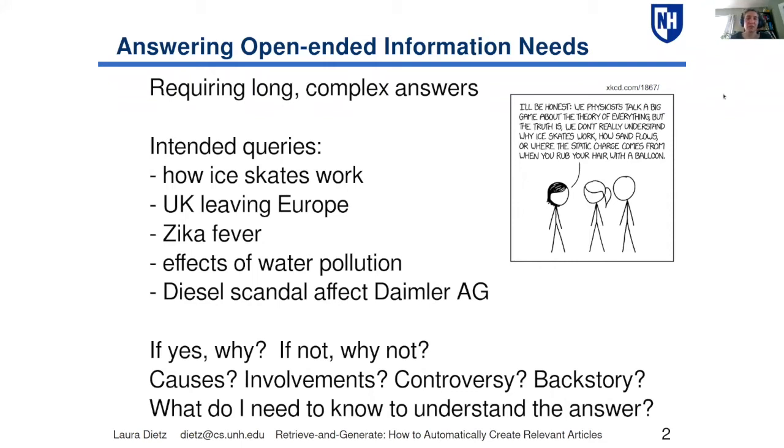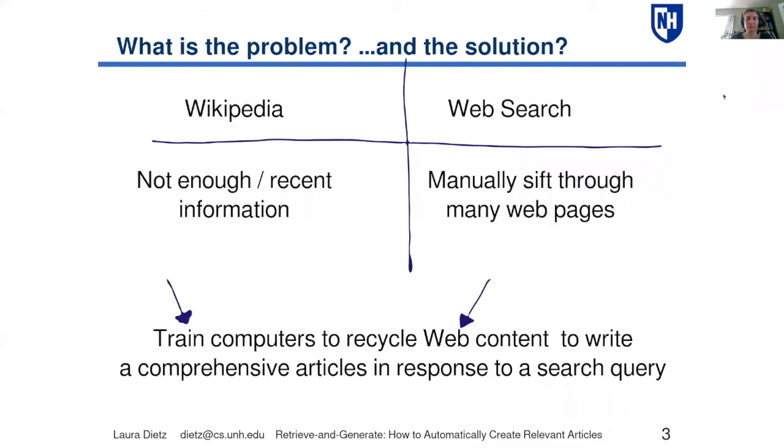So with all of these queries, we don't want to know the quick yes or no answer. We want to know if yes, then why, and if not, why not? What are the causes, what are the involvements, the controversy, the backstory? In short, what do I need to know to understand the answer? So this is what complex answers are, or should give you.